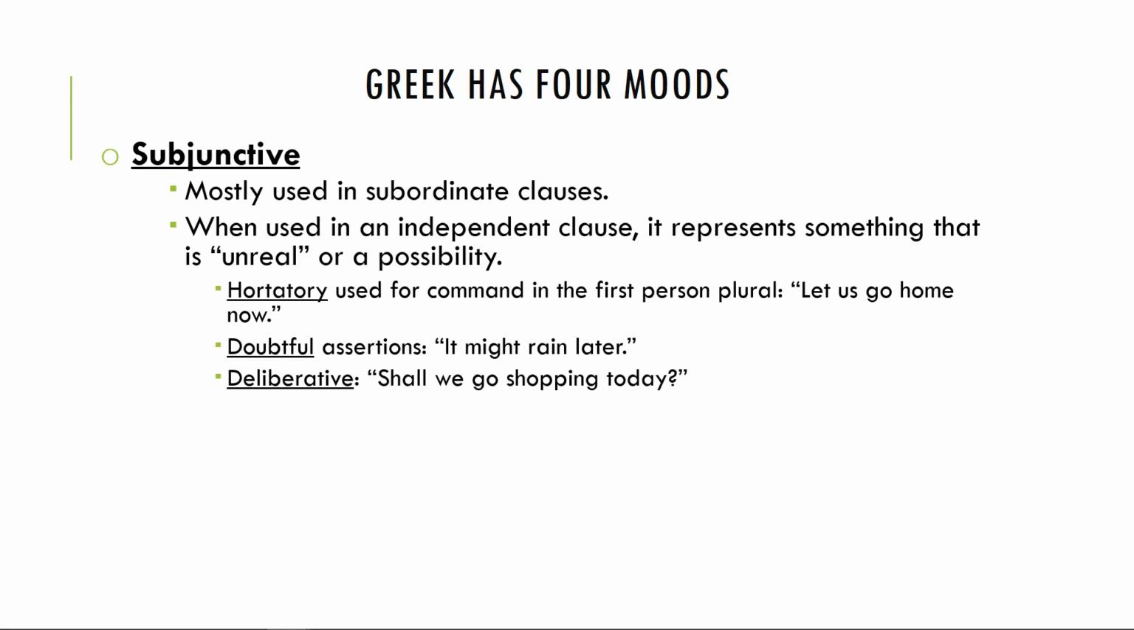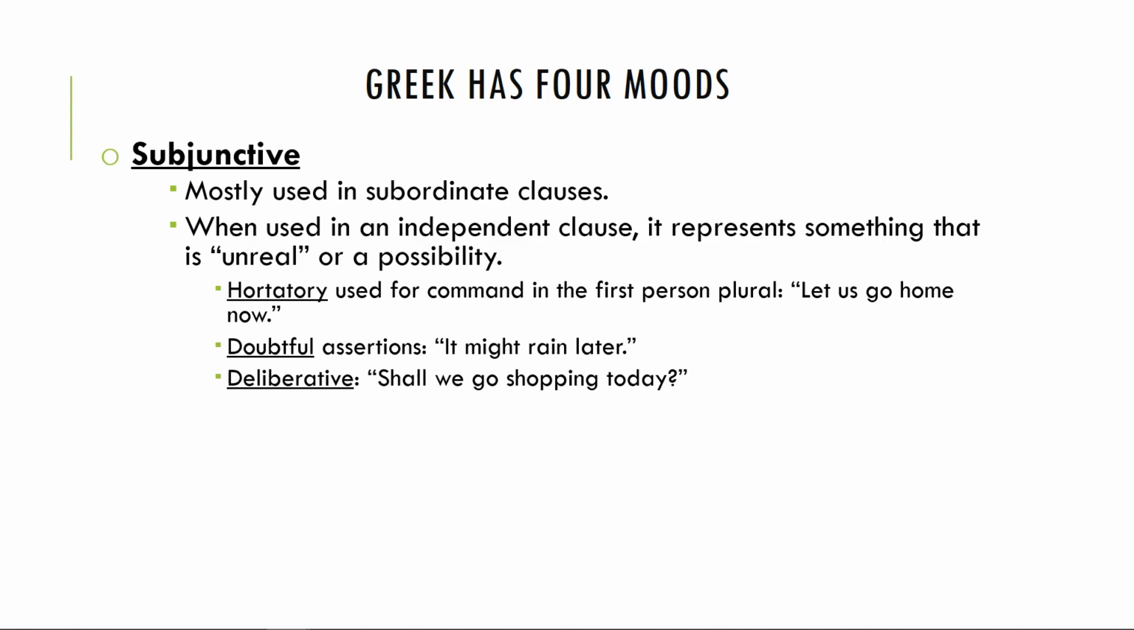Subjunctive, we'll get to in a while. It's mostly used in subordinate clauses, and so it's not a problem. It's rarely used in independent clauses, and then it represents something unreal. They call it the unreal mood. So it can be a hortatory, which is let us go home. It's essentially a command in the first person. Or it could be for something that is doubtful or deliberative. Should we go shopping today? Maybe it's going to rain later. It might rain later. You can't say it is going to rain later, right?